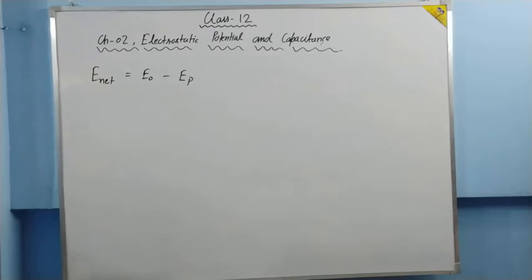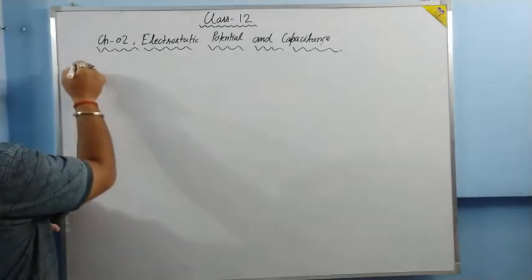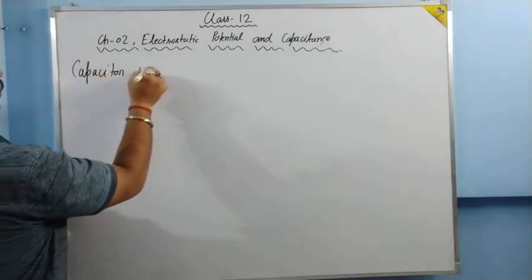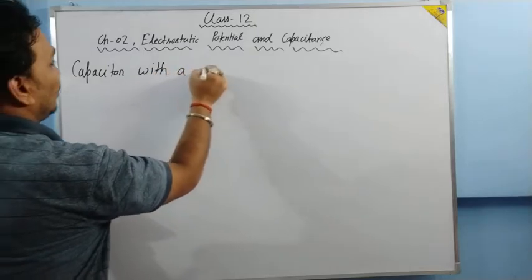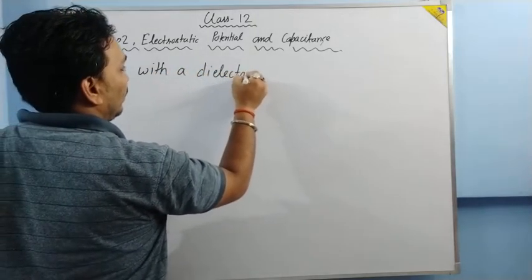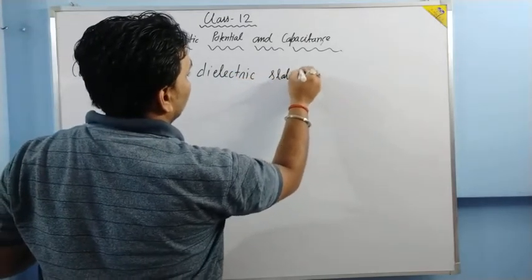Now we are going to study what happens when this dielectric slab is introduced between the plates of the capacitor, and how the capacitance varies. So let us start our topic today, and the topic is capacitor with a dielectric slab.